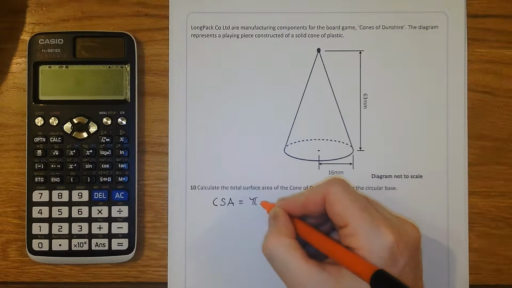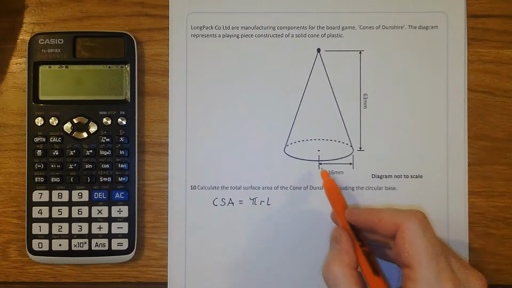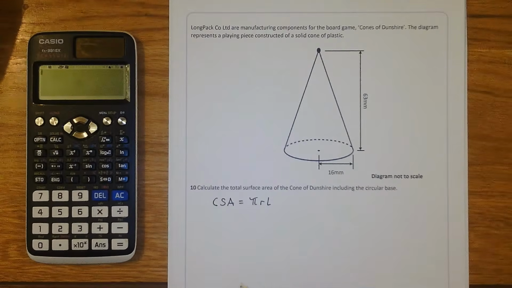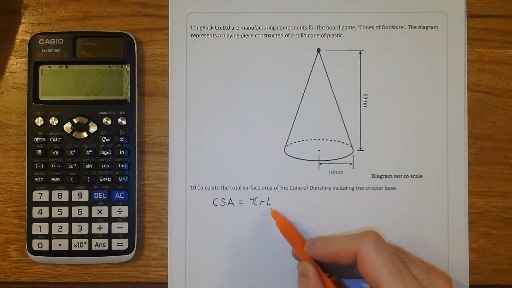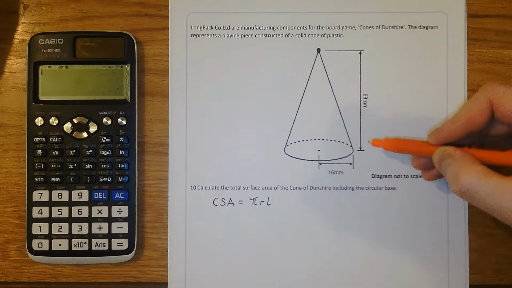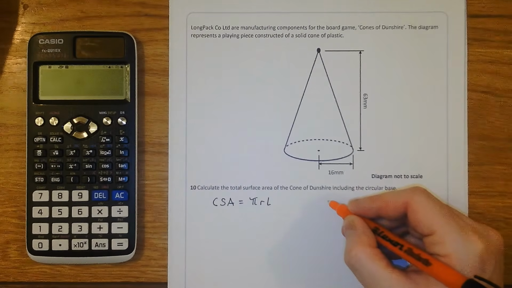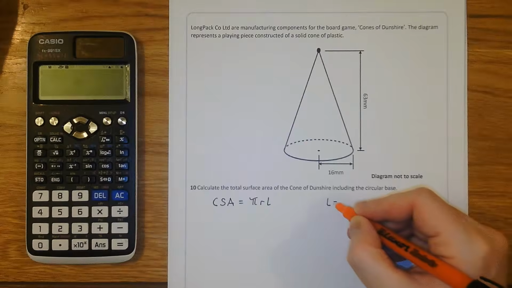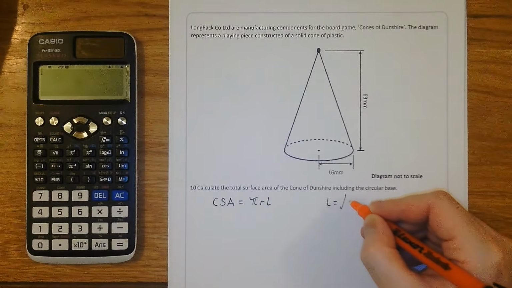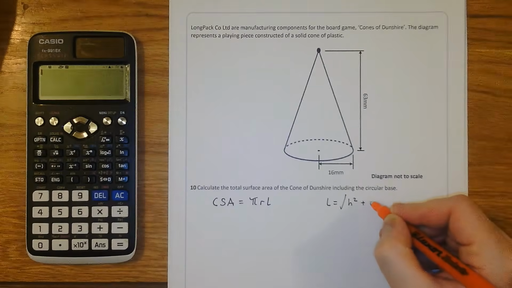It's pi r L. Now, r stands for the radius, and we have that. It's 16 millimeters. But L is the slope length. We don't have the slope length, we've got the perpendicular height. So we need to use that Pythagoras trick to get the slope length. The slope length is equal to the square root of the height squared plus the radius squared.